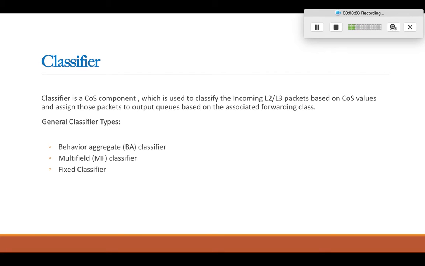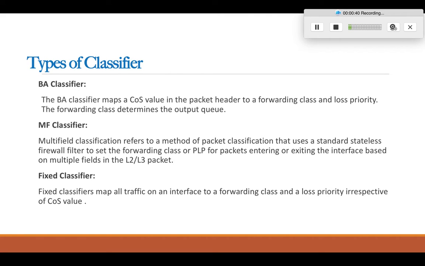There are three types of classifiers Juniper supports, that is behavior aggregate classifier, multi-field classifier, and fixed classifier. We are going to see one by one all these classifiers. First, behavior aggregate classifier. The behavior aggregate classifier is a very simple classifier.